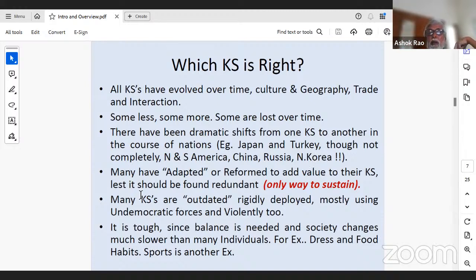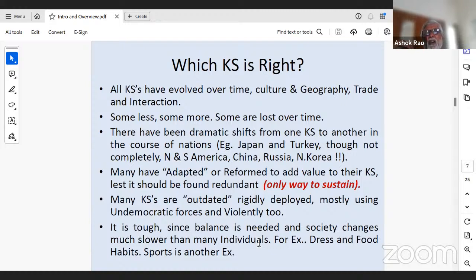And many knowledge systems are outdated, rigidly deployed, mostly using undemocratic forces and very violently. You see this in extremely conservative societies. North Korea is one, Taliban Afghanistan is another, and more conservative societies in the Middle East do this. It is very tough since balance is needed, and society changes much slower than an individual. For example, dress and food habits. Your children go around with torn jeans. That itself is a style.